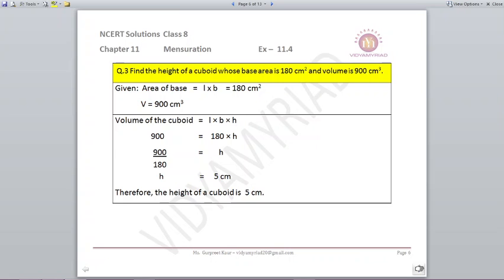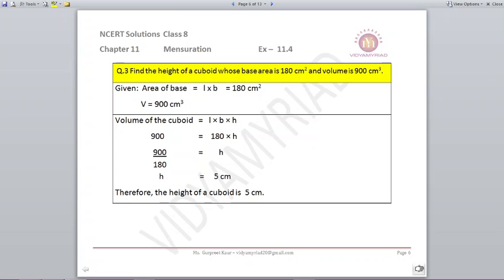Question number 3. Find the height of a cuboid whose base area is 180 centimeters square and volume is 900 centimeters cube. Now area of base is length into breadth, that is given to us as 180 centimeters square. Volume is also given to us as 900 centimeters cube. So what is the volume of a cuboid? Length into breadth into height. And area of the base is length into breadth.